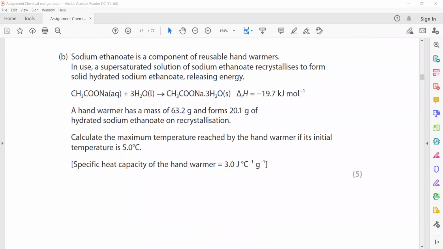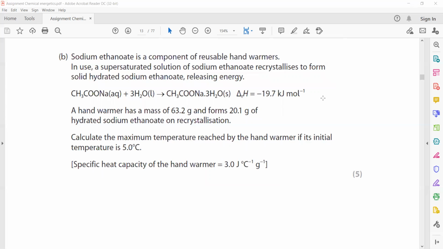The next question: sodium ethanoate is a component of a reusable hand warmer. In use, a supersaturated solution of sodium ethanoate recrystallizes to form solid hydrated sodium ethanoate, releasing energy. So recrystallization occurs, forming a hydrated salt, and the forward reaction is exothermic, which results in a release of energy. That's how it is used as a hand warmer.